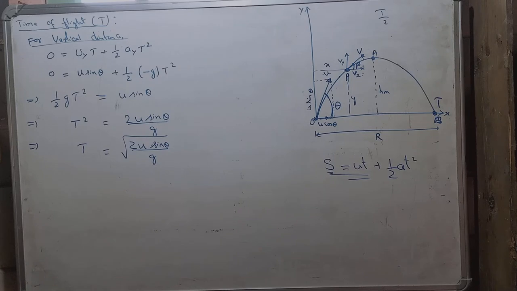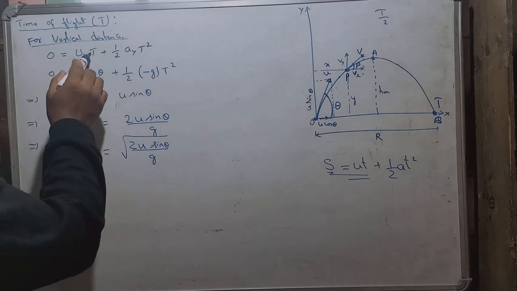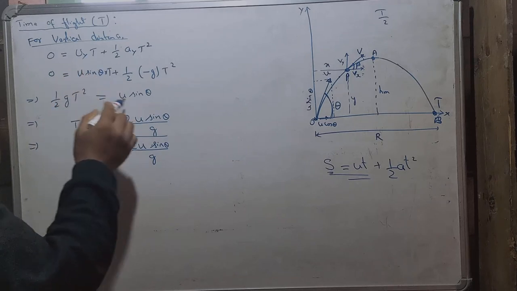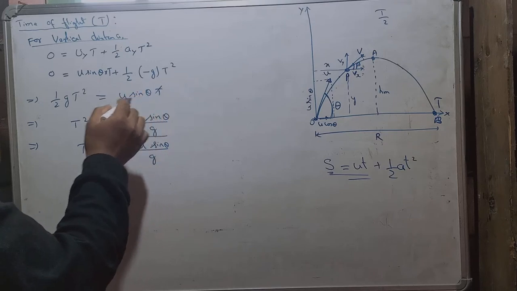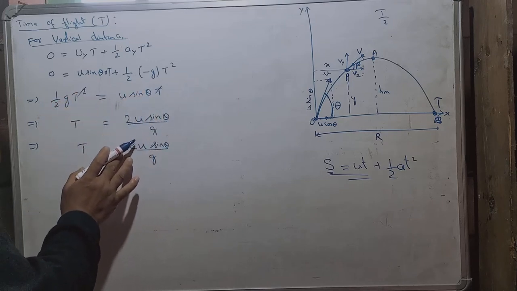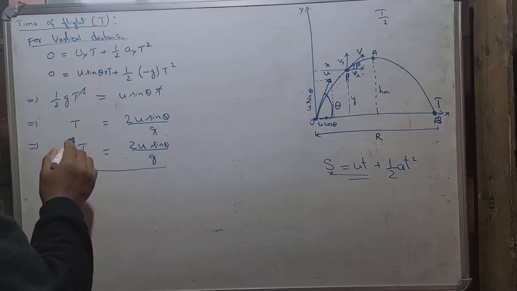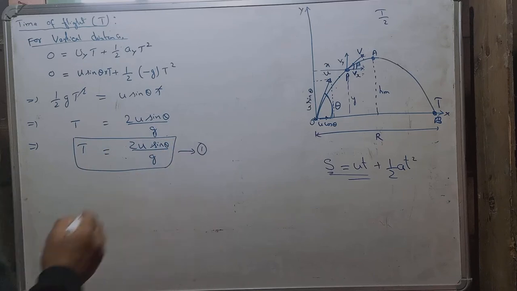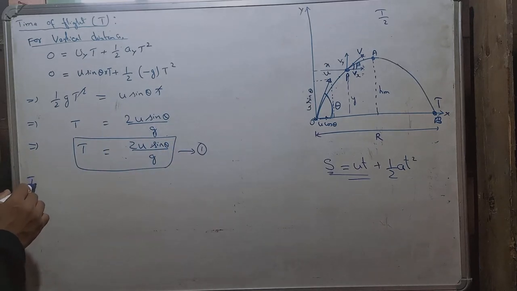I think I missed out T here. This T should be here, sorry. So with this T, we have T here, and this T with this square cancels, so no more square. So you'll have only this much. So this is the time of flight. Let me name this as equation 1. Fine. Next, time to reach maximum height.